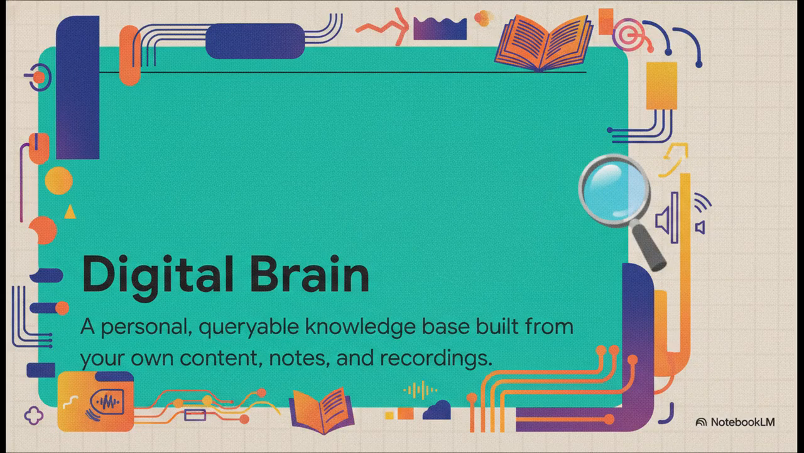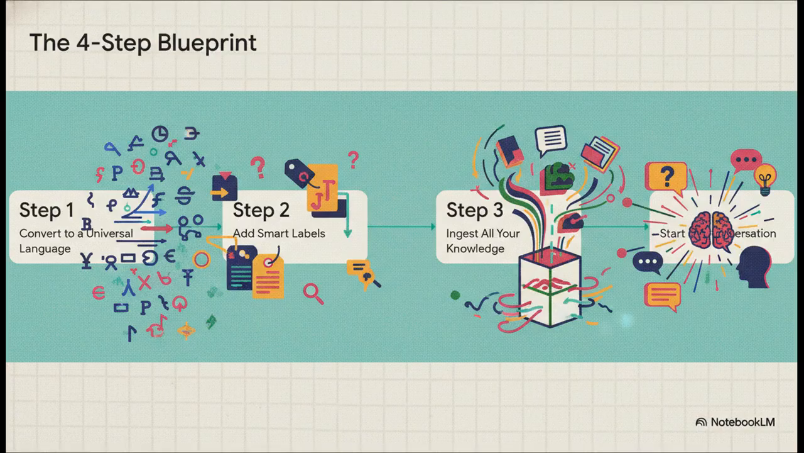A digital brain is your own personal searchable knowledge base. But here's the absolute key. It's built entirely from your own content, your notes, your recordings, your documents. It's a system that basically thinks like you do because it's literally made of you. So here's our roadmap. It's a super simple 4-step blueprint. First, we've got to convert everything into a universal language. Second, we'll add some smart labels. Third, we'll start feeding it all your knowledge. And finally, this is the really fun part, we'll actually start a conversation with our new digital brain.